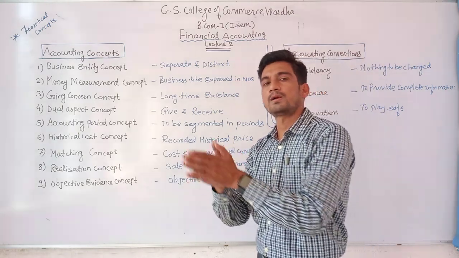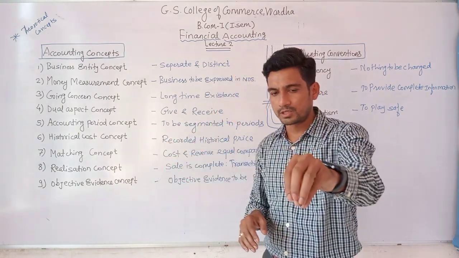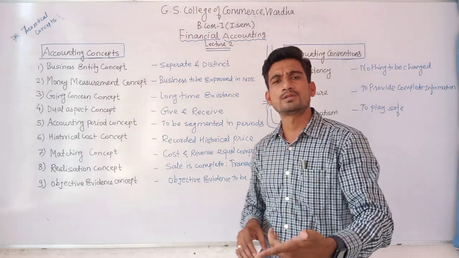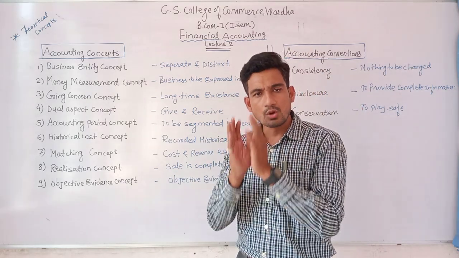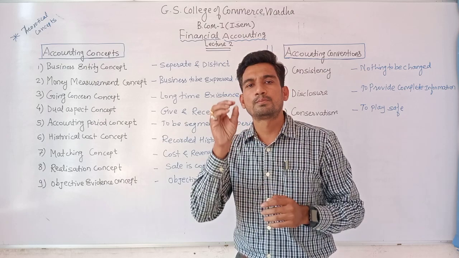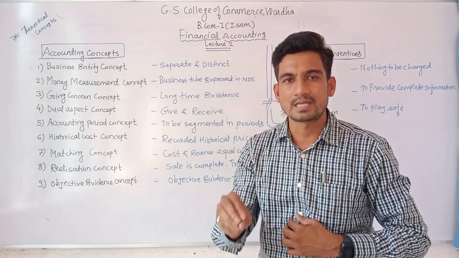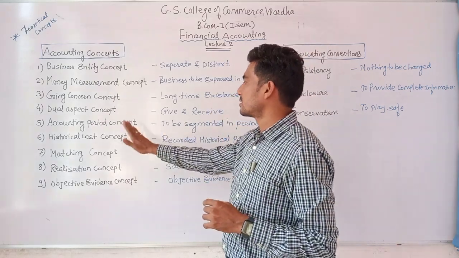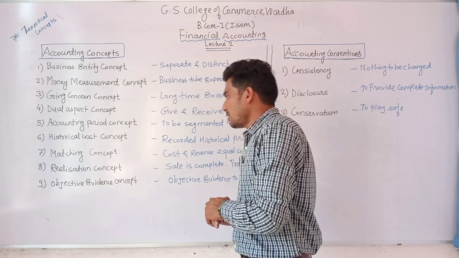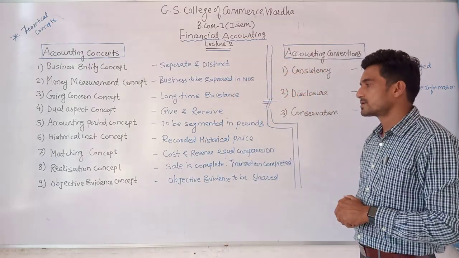Whatever changes happen after that, maybe in terms of depreciation, maybe in terms of increase in market price, that is not going to be reflected in the price of that particular asset. This is concept number 6. Now concept number 7 is called the matching concept.